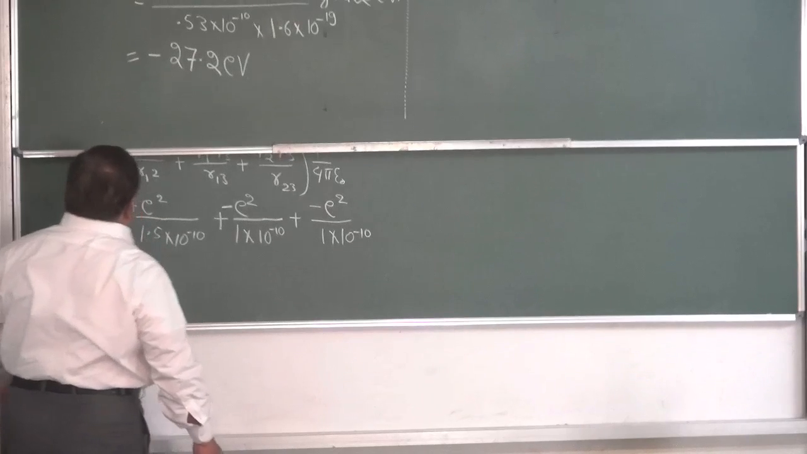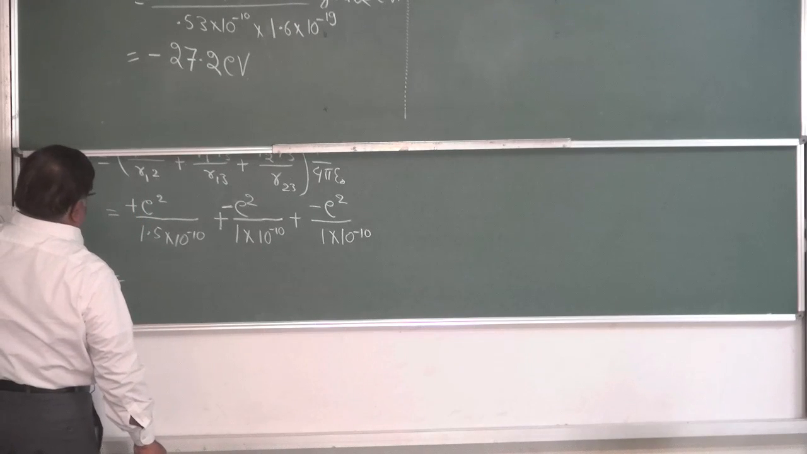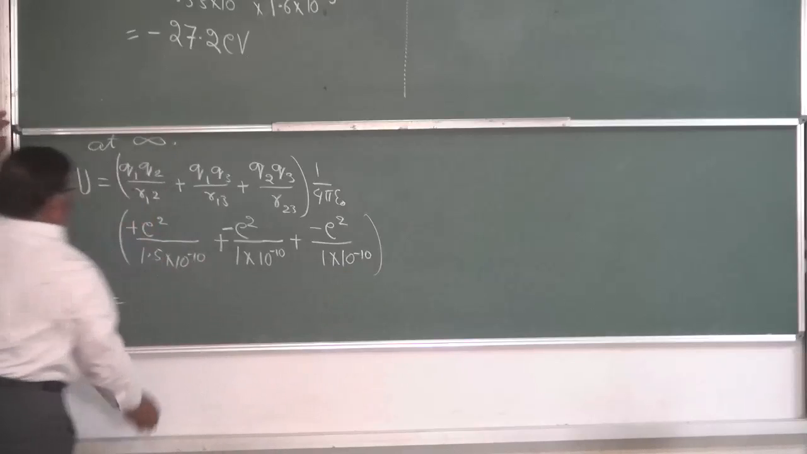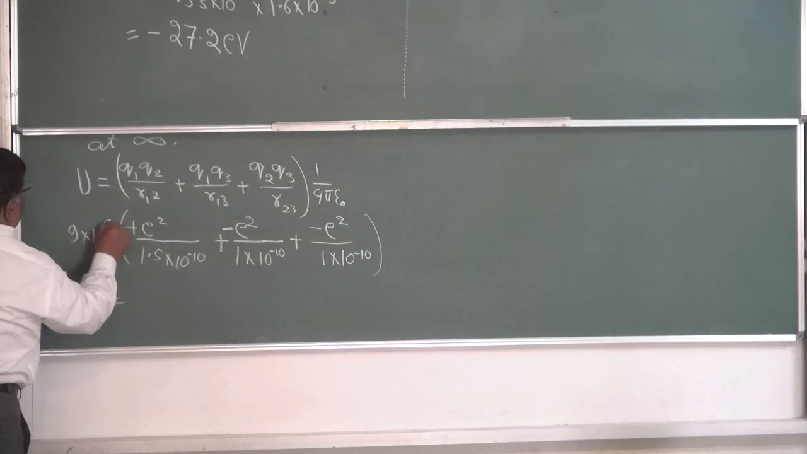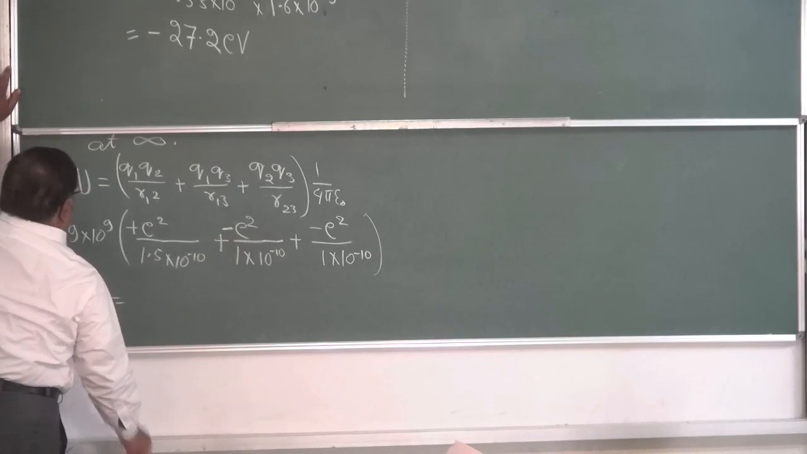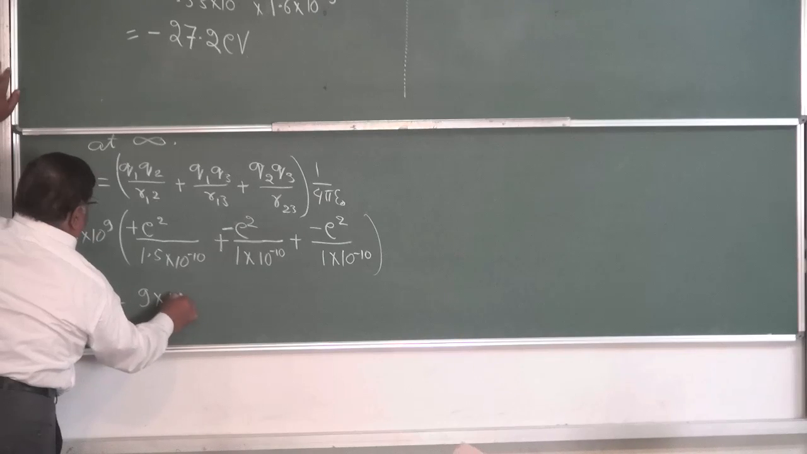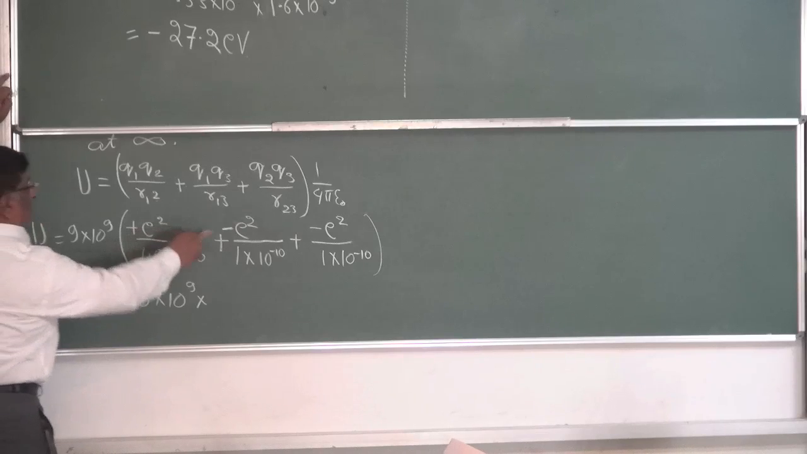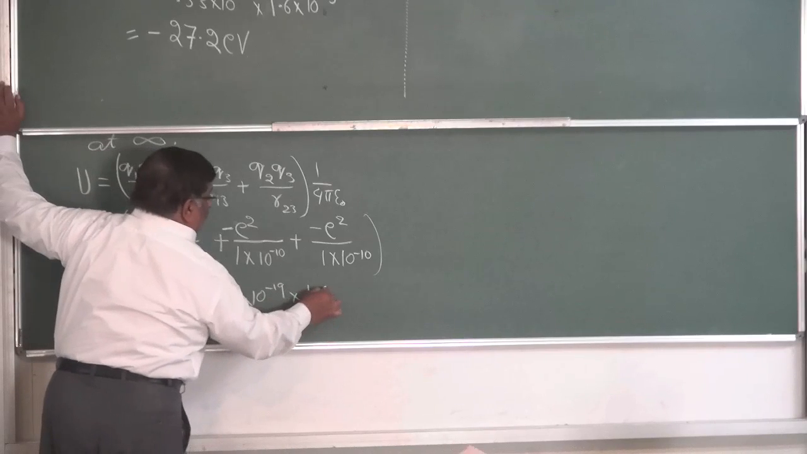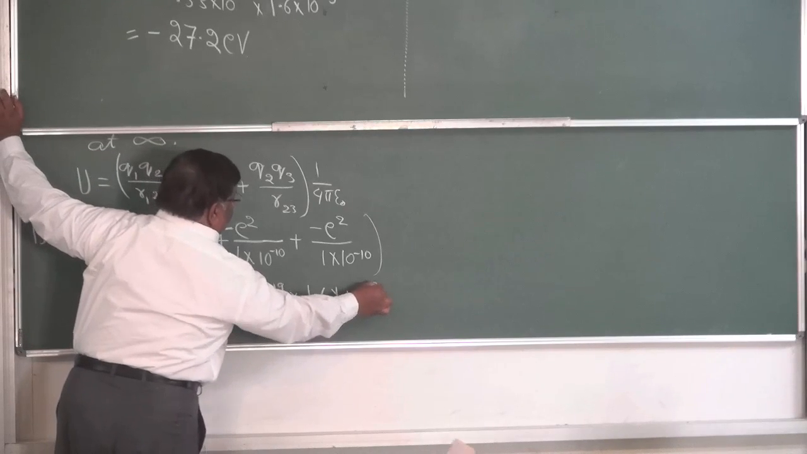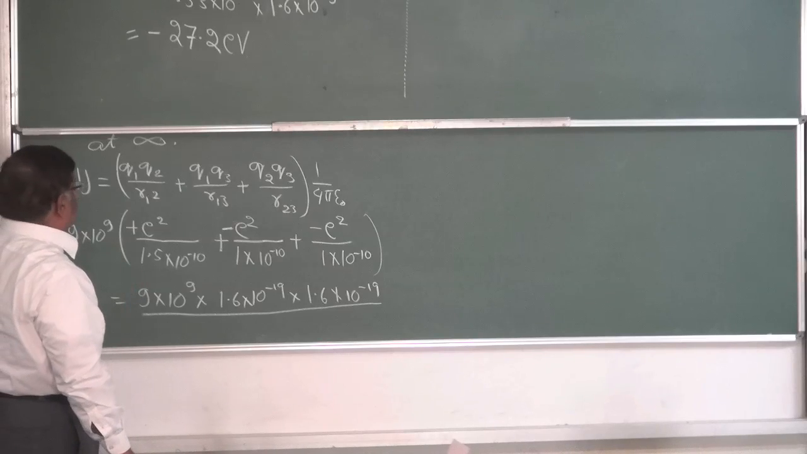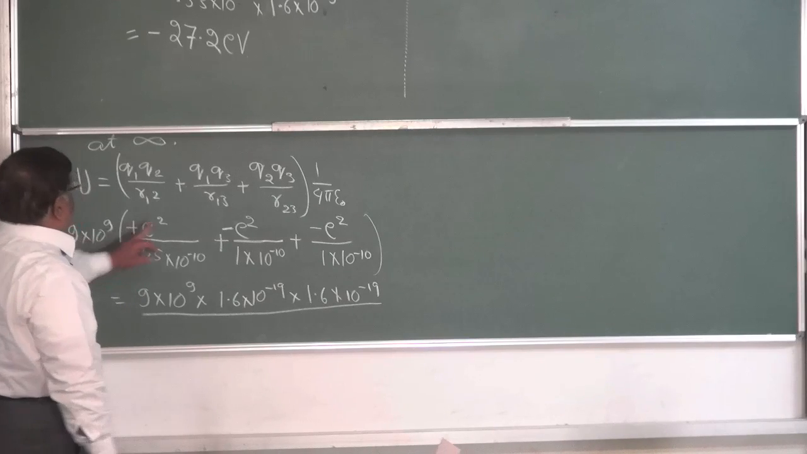Okay, now let us solve it. One upon 4 pi epsilon naught is 9 into 10 to the power 9. Yes. Now it has become very easy. What we take out is e square. So 9 into 10 to the power 9 multiplied by common e square, 1.6 into 10 to the power minus 19 multiplied by 1.6 into 10 to the power minus 19. This is e square taken out, to be divided by the common term.